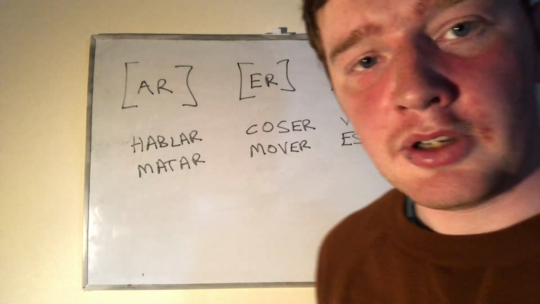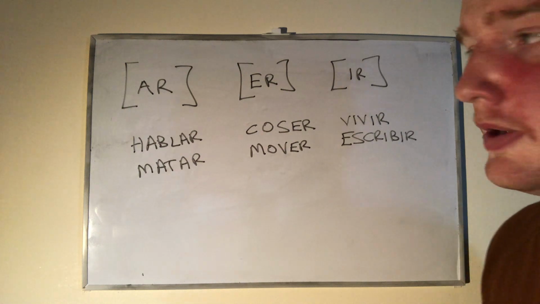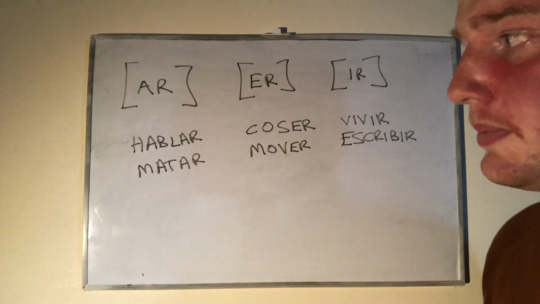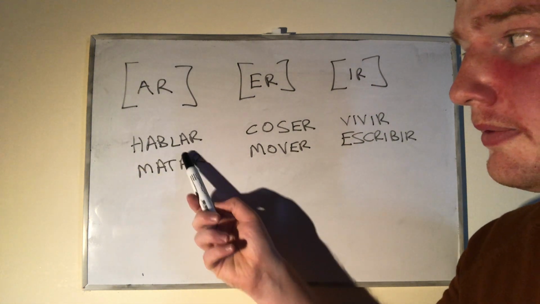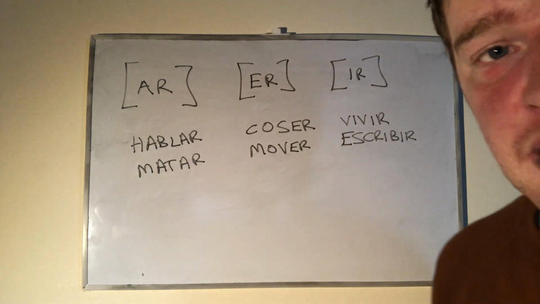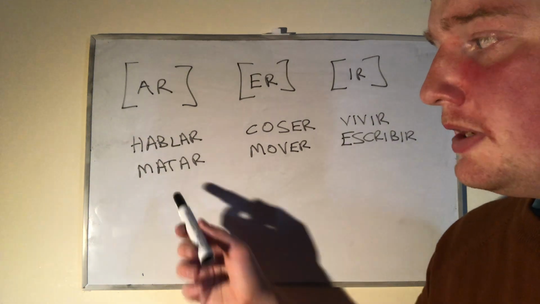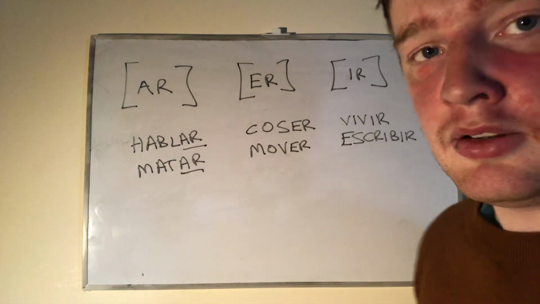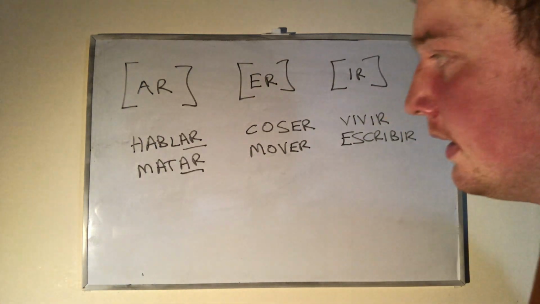Okay, so we're going to look at some examples now of these three different kinds of verbs in Spanish. So to begin with, for the AR verbs, we have a couple of examples here. We have the verb hablar, the H is silent, so hablar, which means to speak, or matar, which means to kill, matar. So notice here that they end with the AR suffix, terminan con el sufijo AR.